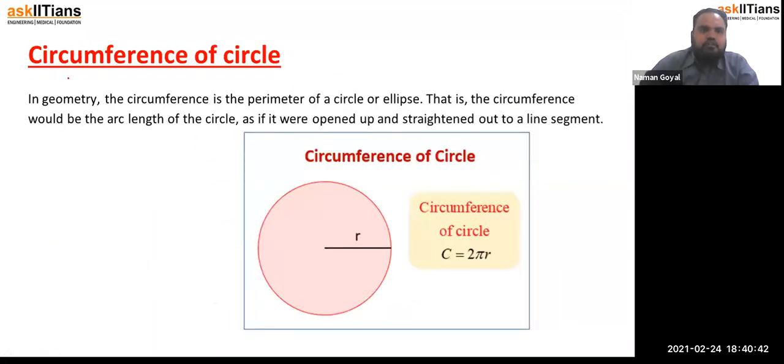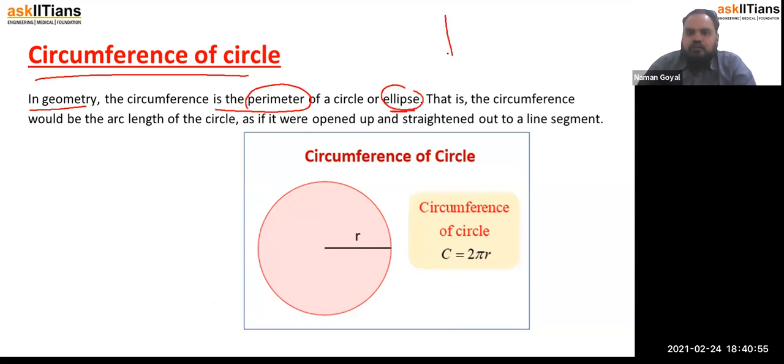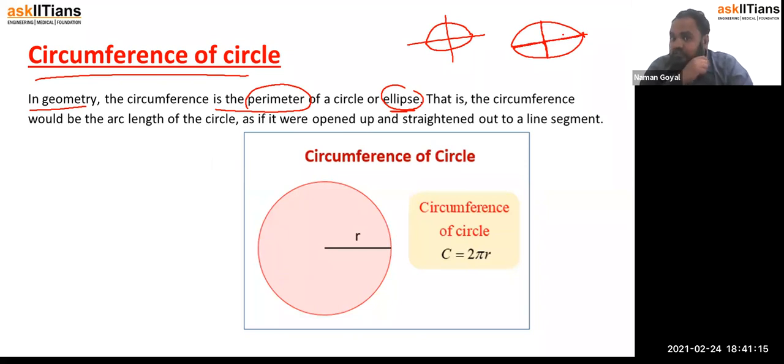Circumference of a circle. So what is the circumference of a circle? In geometry, the circumference is the perimeter of the circle or ellipse. See, ellipse is similar to a circle, but not a proper circle. In a circle, all the diameters are the same, but in this ellipse, this diameter is different from this diameter. Are you getting my point? So this is ellipse.